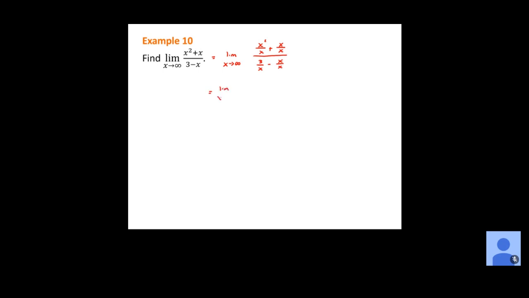All right, now we can simplify. So if we do that, what's our numerator going to give us? Good, right? X squared over x is going to leave us with an x. X over x is 1. Now the denominator 3 over x, we can't do anything with that. And then x over x here is going to give us the minus 1.